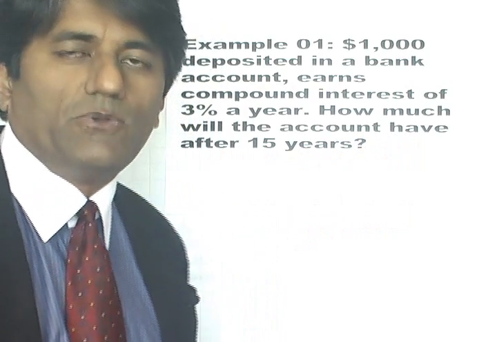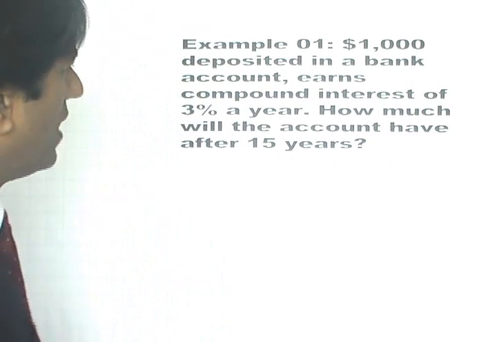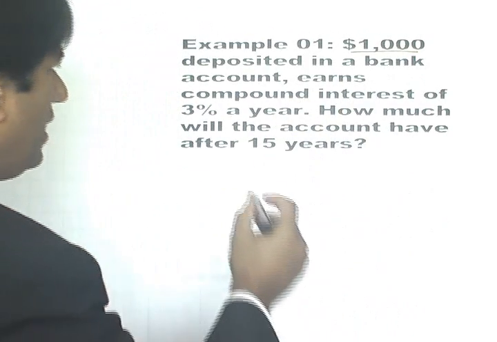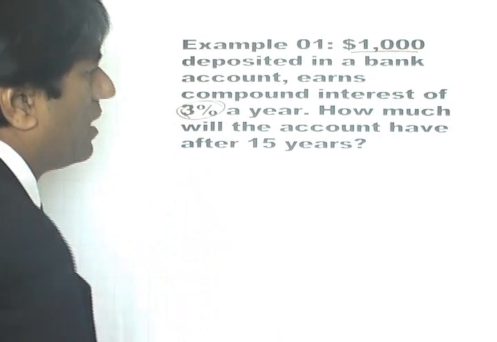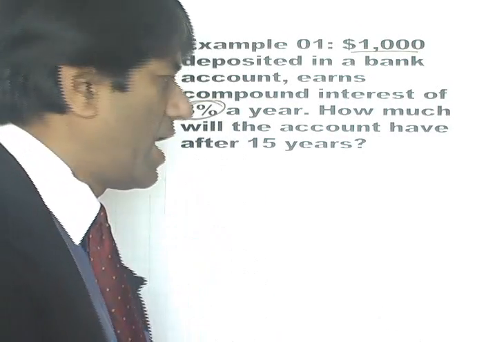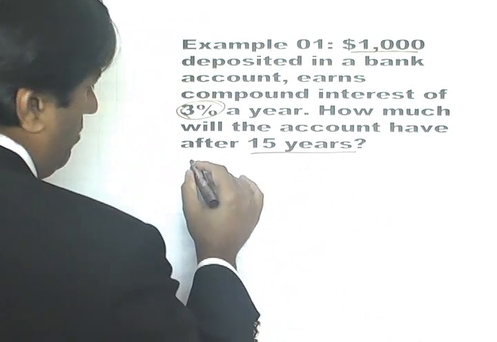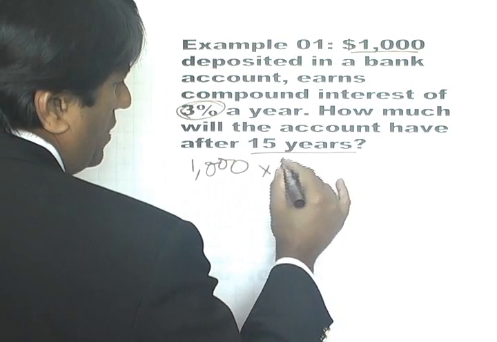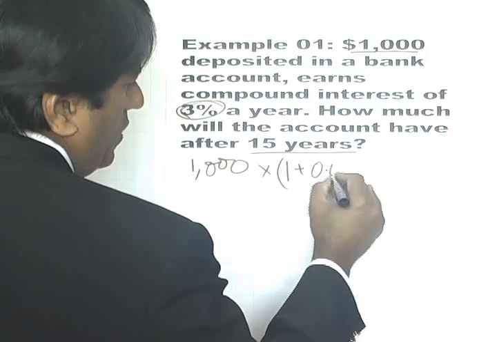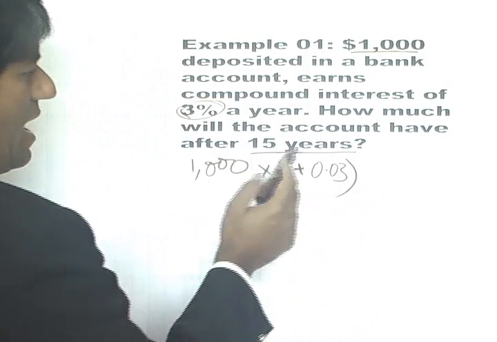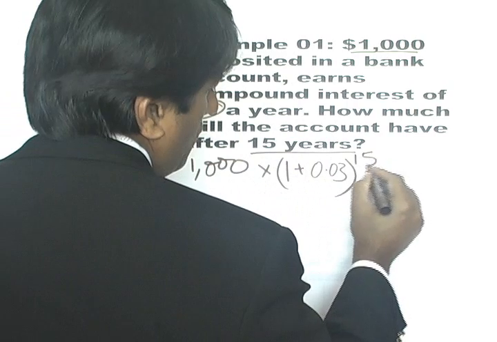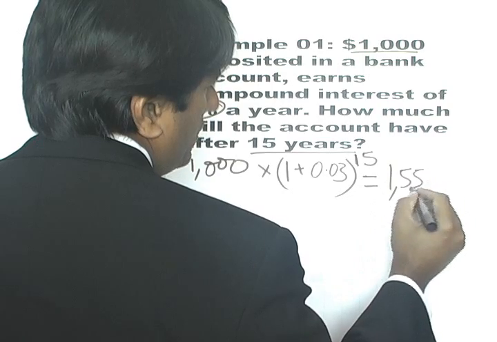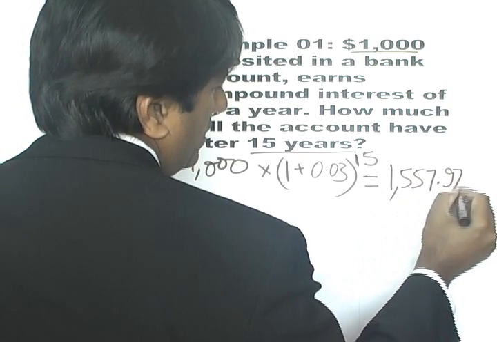To end the session, we are going to do a few practice questions. The first one is $1,000, which has been deposited in a bank account, and the yearly interest rate is 3%. The question is, how much does the depositor have after 15 years? So it's going to be 1,000 multiplied by 1 plus 0.03 to the power n, the number of periods, which is 15. And that will equal 1,557 and 97 cents.